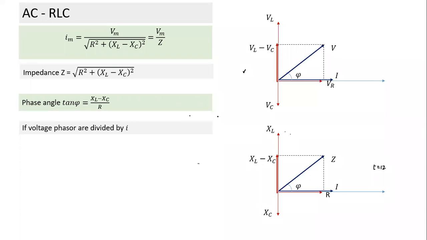Let me write what Im is equal to in case of a resistor: Vm divided by R, this is valid. And in case of an inductor, maximum value divided by XL is valid. This is valid for maximum amplitude. It is valid for RMS values. But is it valid for instantaneous values? No, this is not valid for instantaneous values. And I had discussed that one when we were at that topic.